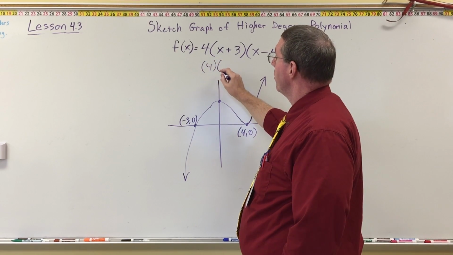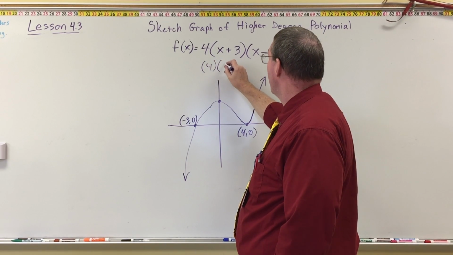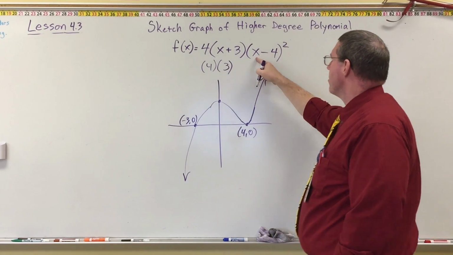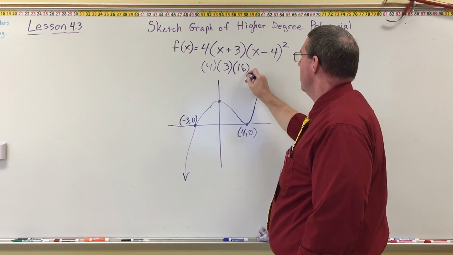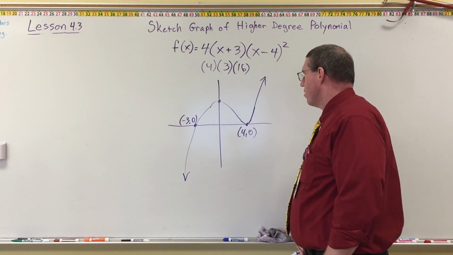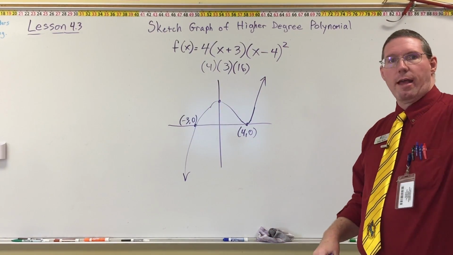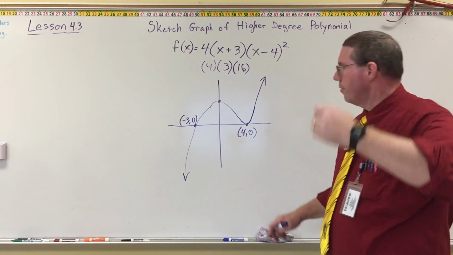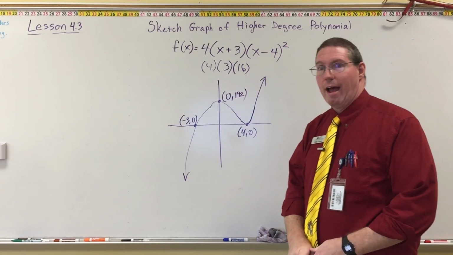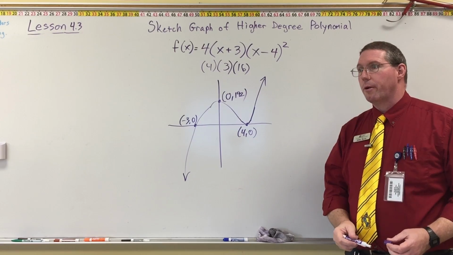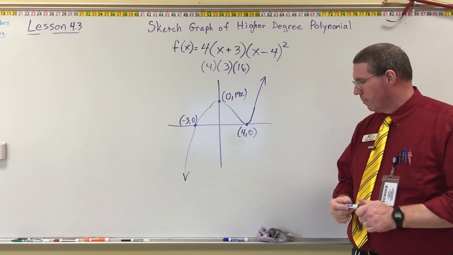What'd you get? 192. Sounds like it could be right. 3. This is 0 minus 4. It's -4, but it's squared. That makes it a positive 16. 16 times 4 is 64. 64 times 3 is, say it again, 192. So we got 0, 192, and we have a graph, and it works. We doing okay? Awesome. Okay.